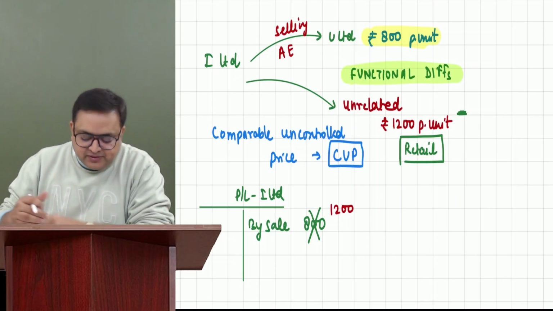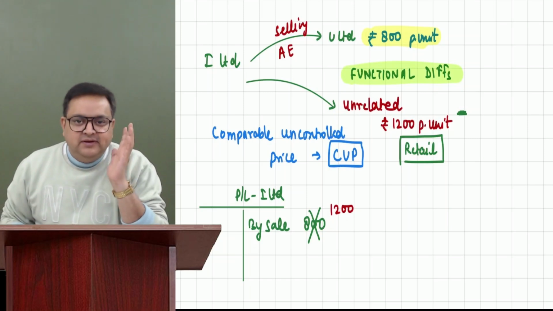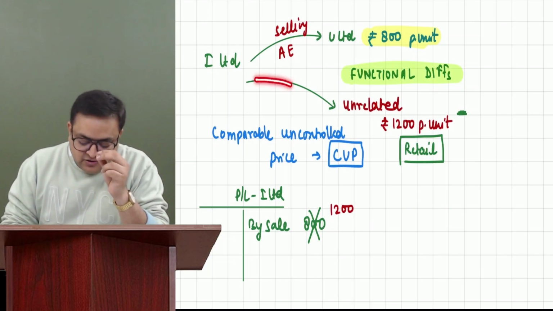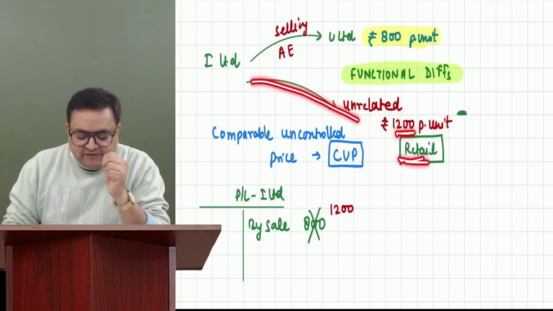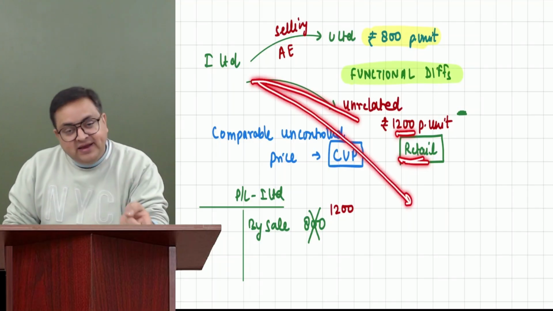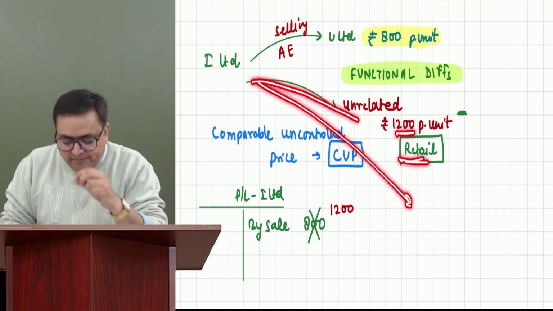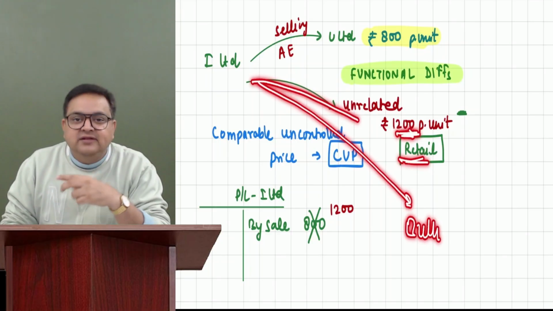So let's say the difference between the retail and the wholesale price is 20 rupees. If we would have sold it to an unrelated party in retail, we would have sold it at 1200. But let's say if we would have sold it to again an unrelated party, but in bulk, do you think that we would have sold it at 1200? The answer is no.